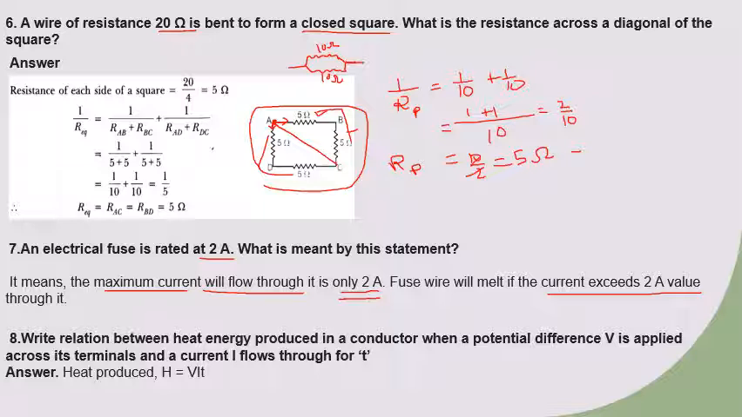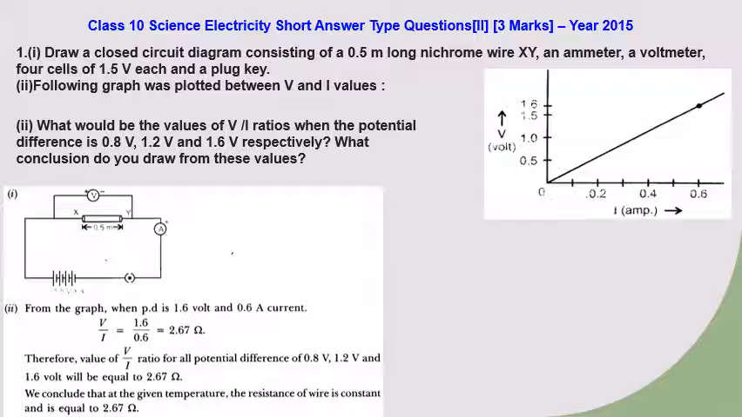Now write the relation between the heat energy produced in the conductor when a potential difference V is applied across its terminals and the current I flowing through it. This we have already done. Next, these are the 3 marker questions. First one is: draw a closed circuit diagram consisting of 0.5 meter long nichrome wire XY, an ammeter, a voltmeter, 4 cells of 1.5 volt each, and a plug key.